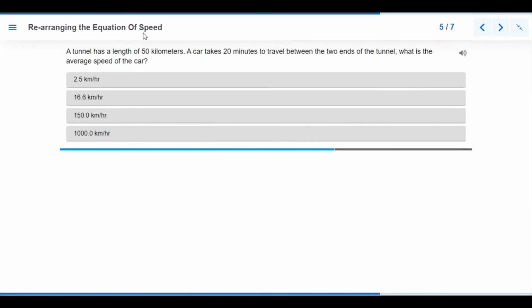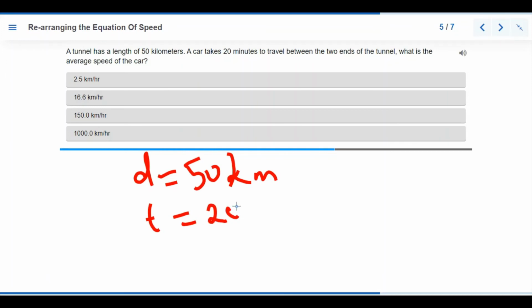A tunnel has a length of 50 kilometers. Distance, 50 kilometers. And it takes 20 minutes to travel between the two ends of the tunnel. What is the average speed of the car?